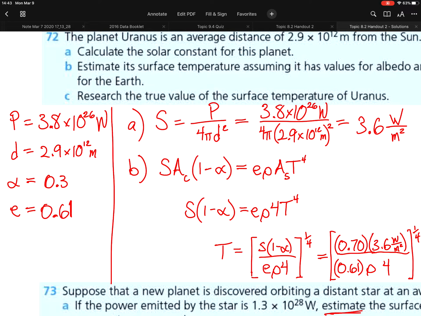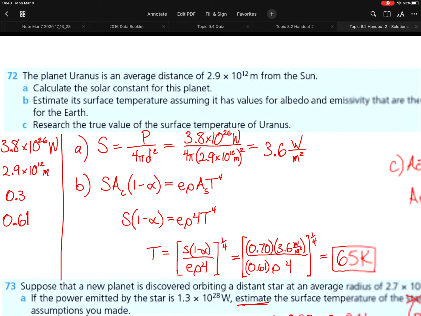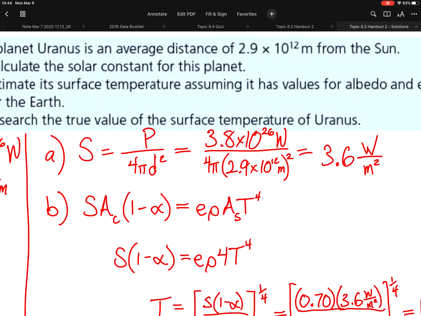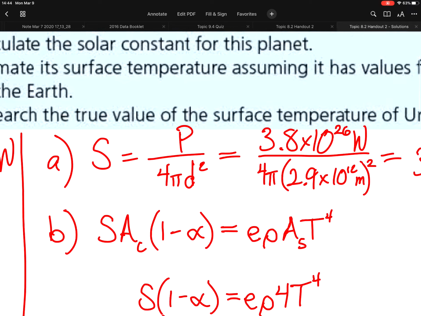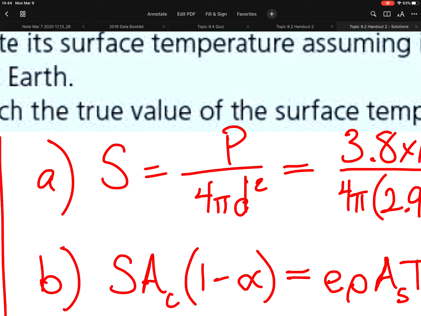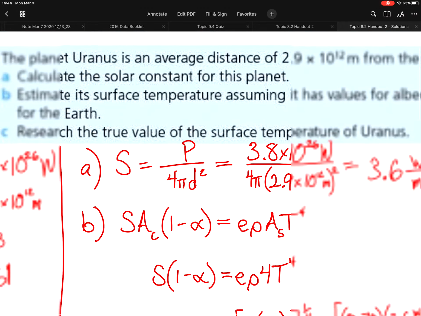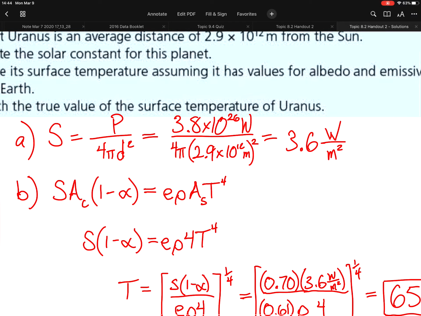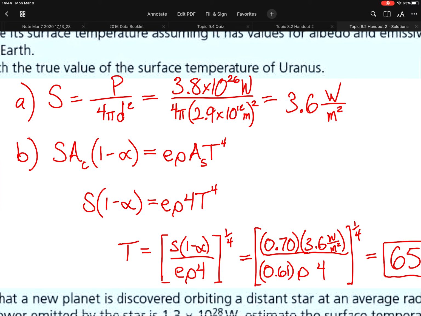Okay, so for A, we are asked to calculate the solar constant for Uranus. So we use a formula for that, which is given by this value. Again, make a note. We plug in our values for the power radiated by the sun and the distance to Uranus. And we then get this value, 3.6 watts per meter squared, which is much, much smaller than Earth's solar constant.